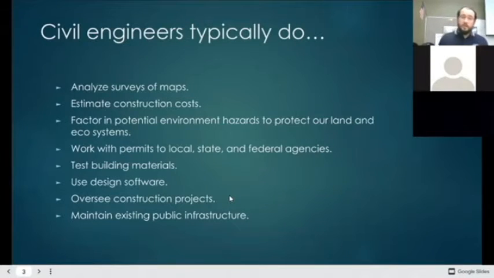It even has environmental involved, ecosystems and environmental science, and working with permits, local, state, federal agencies.